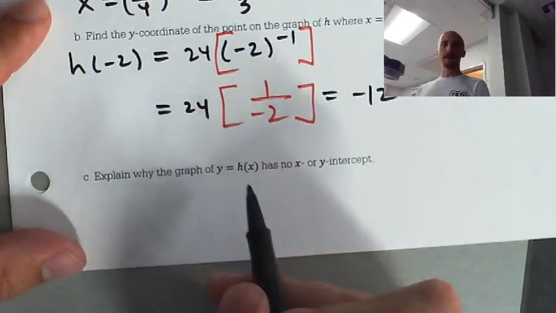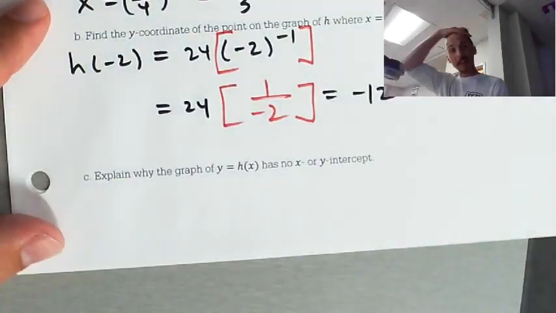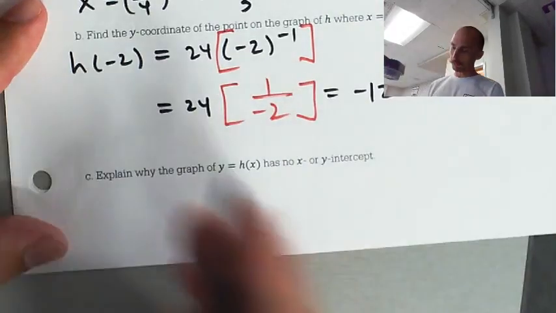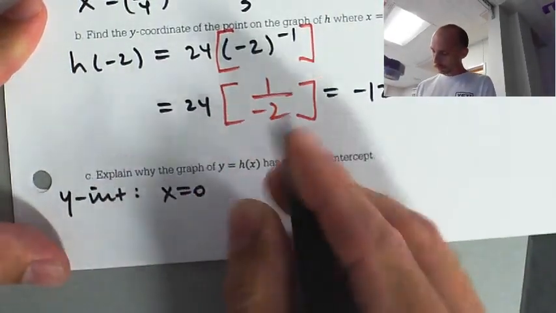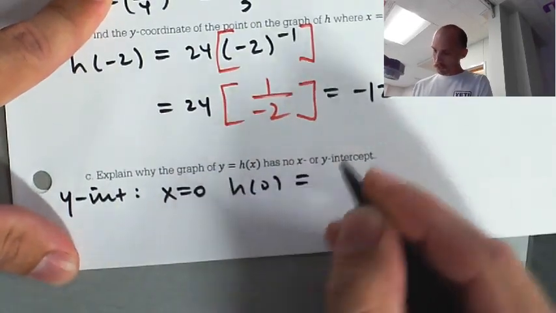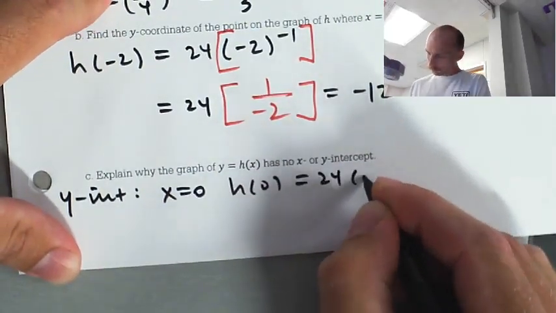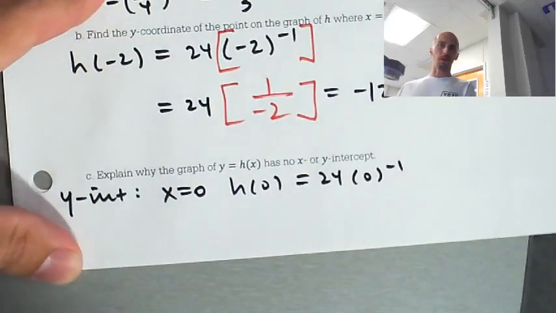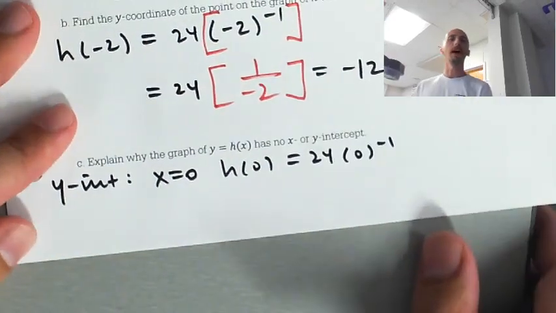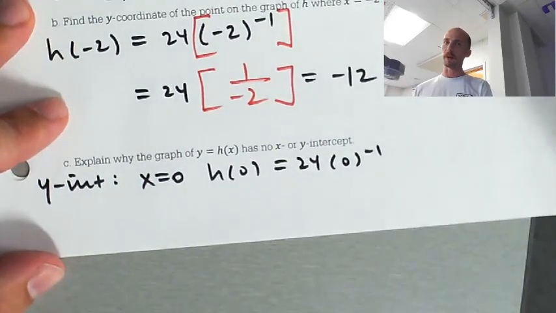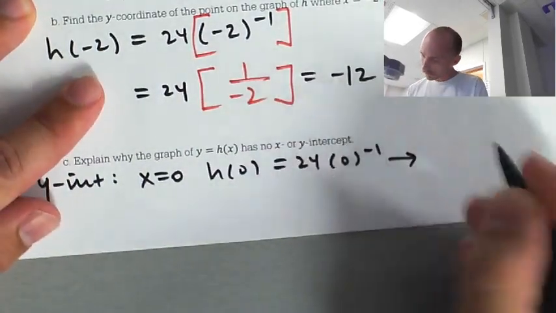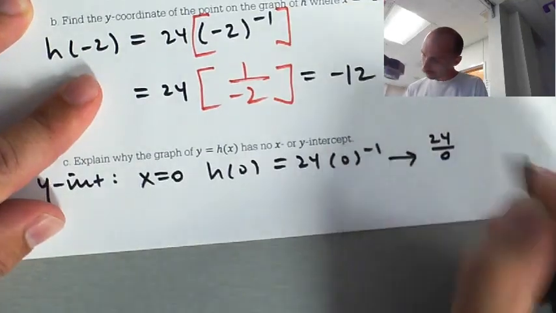And then explain why the graph of h of x has no x or y intercept. I think it would probably be easiest for me to talk about the y-intercept first. That would be x equals 0. Well, h of 0 would equal 24 times 0 to the negative first power, which, on first glance, okay, I don't really see anything wrong with that. But if you think about what 0 to the negative 1 means, it means 1 divided by 0. So this would be like 24 divided by 0.